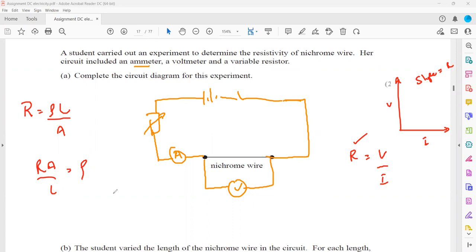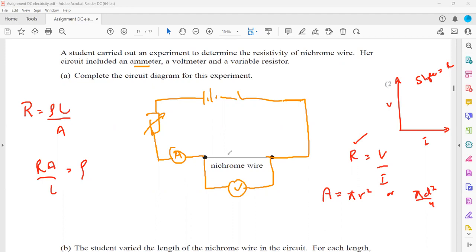How to get A? The area of cross section of the wire. So I will use a micrometer. I will determine the diameter, and using the diameter I can find the radius, and using that radius, the area of cross section of the wire is pi r square. Or if I'm using the diameter, then I can use pi d square by 4. Same thing.